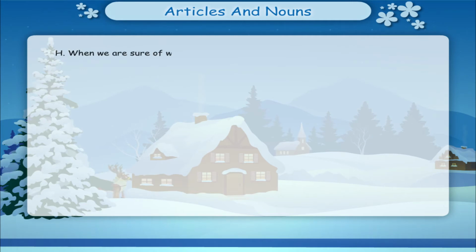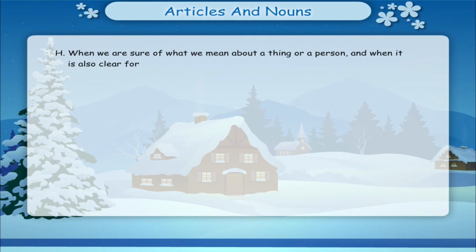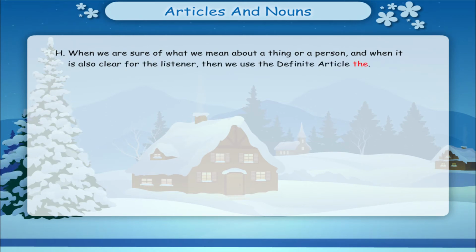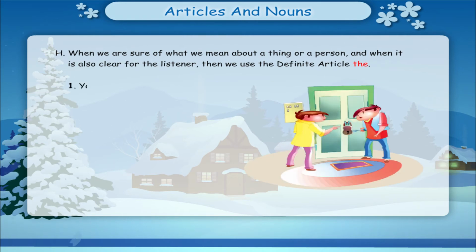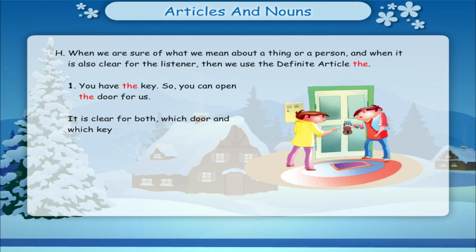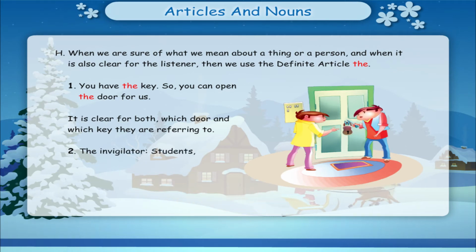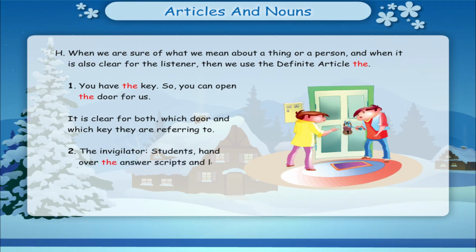When we are sure of what we mean about a thing or a person, and when it is also clear for the listener, then we use the definite article, the. You have the key, so you can open the door for us. It is clear for both which door and which key they are referring to. The invigilator: Students, hand over the answer scripts and leave the examination hall.